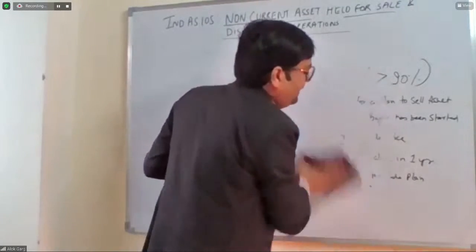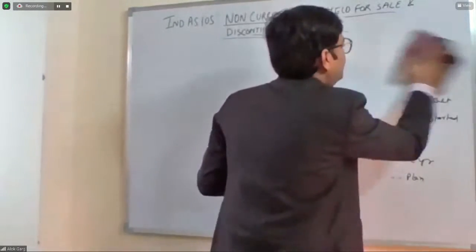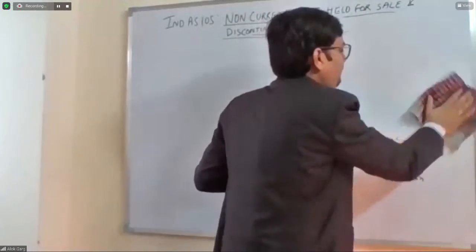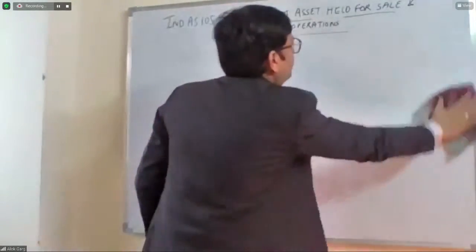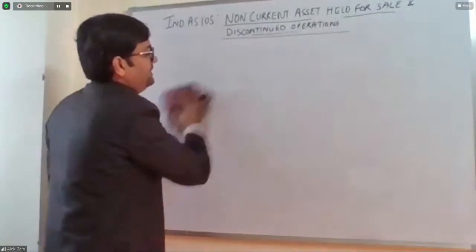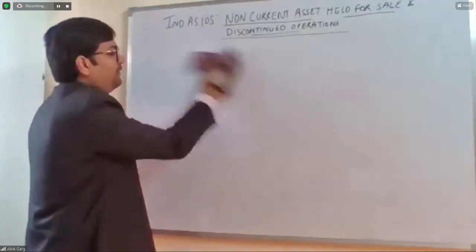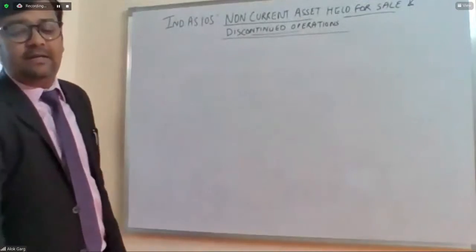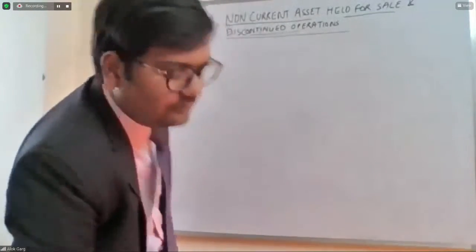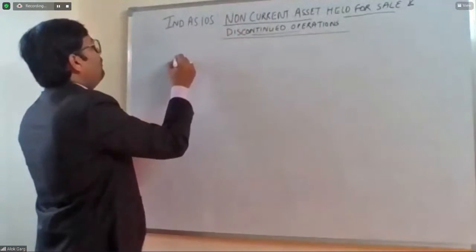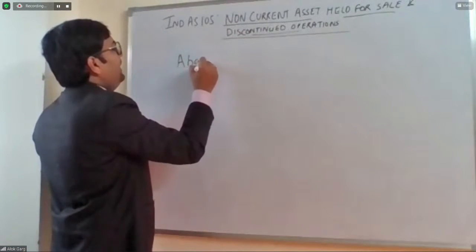What is meant by abandoned asset? So we discussed non-current asset held for sale. We discussed disposal group. Disposal group is nothing but a group of assets, and in that group of assets, some current assets could be there, some liabilities could be there. Now, what is meant by abandoned asset?